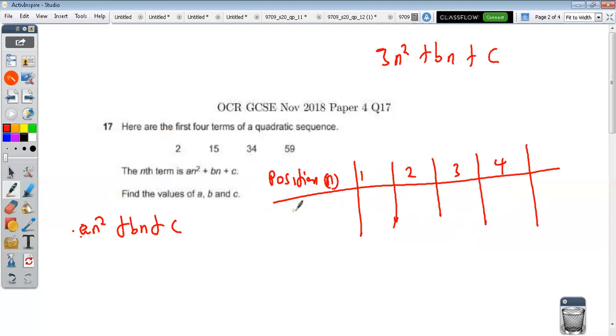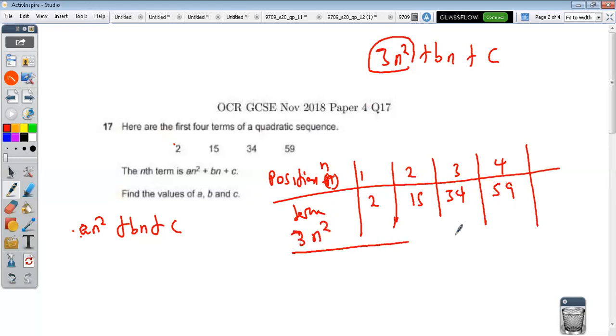Then the term. What's the first term here? 2. What's the second term? 15. What's the third term? 34. What's the fourth term? 59. Remember, n is standing for these positions here. Then I'm going to subtract what? 3n squared. Can you see that in front of it? We need to subtract 3n squared.